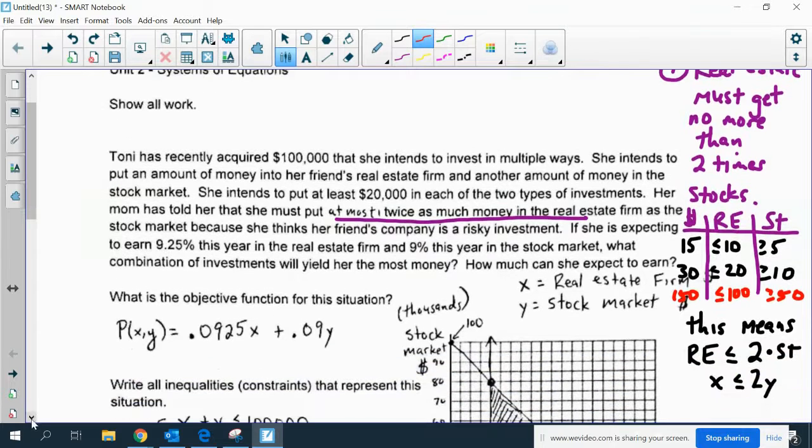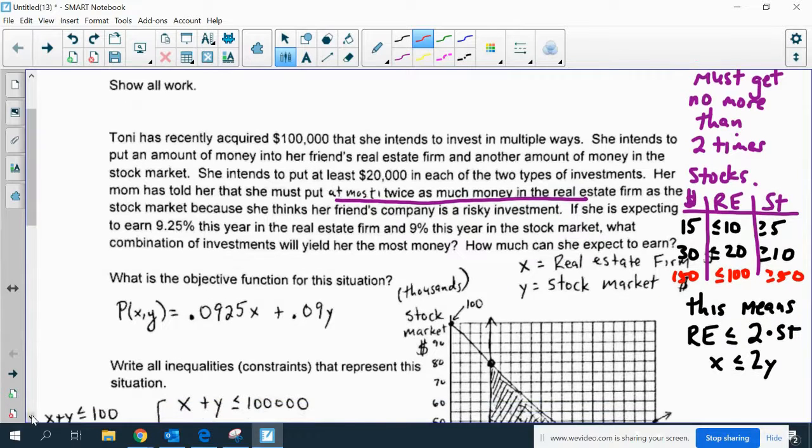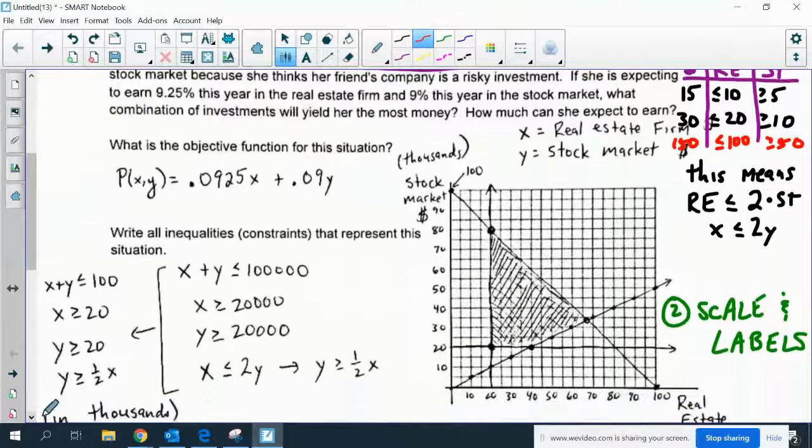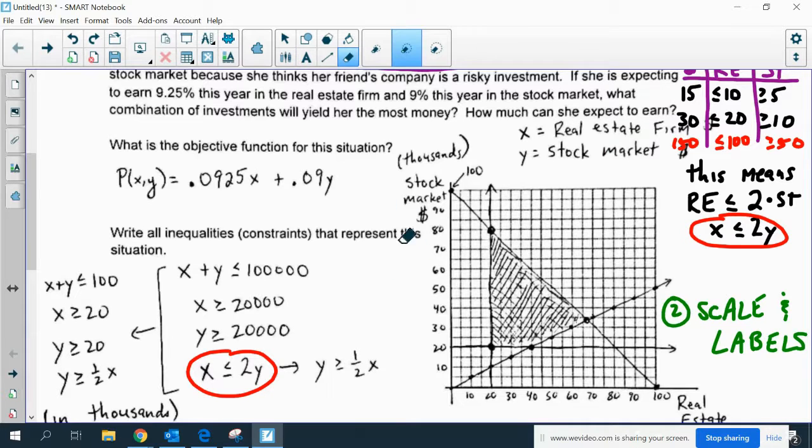So in that case, if I wrote that as an equation, that means the real estate is less than or equal to 2 times the stocks. So if I'm writing an equation for that, it would be this. If X represents real estate and Y represents stocks, this would be the equation. It would not be 2X less than Y. It would not be Y greater than 2X. It would be neither of those things. And that was probably the most common mistake.